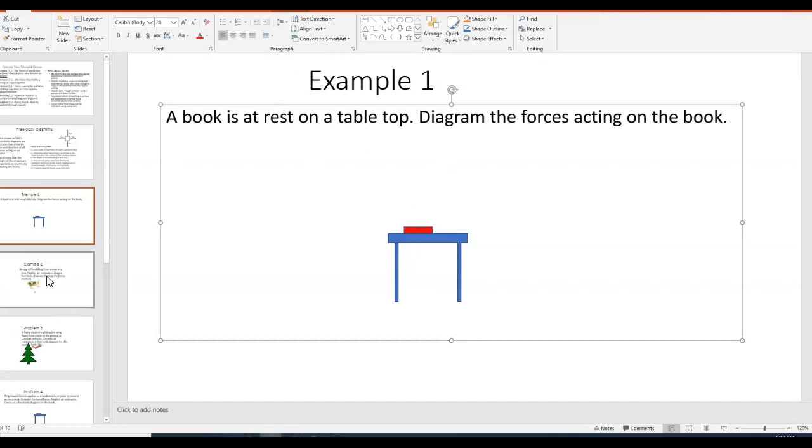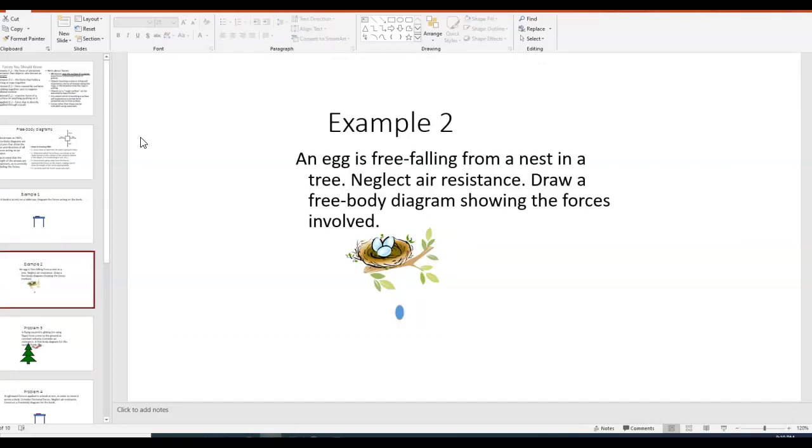Okay, so example 2. It says an egg is free falling from a nest in a tree. Neglect air resistance. Draw a free body diagram showing the forces involved. Okay, so a couple things. Number one, the word free fall is a vocab word, and we've talked about free fall before. By definition, an object in free fall, the only thing affecting it is the force of gravity. Okay, so right off the bat, if you know that, then this is a very easy question.